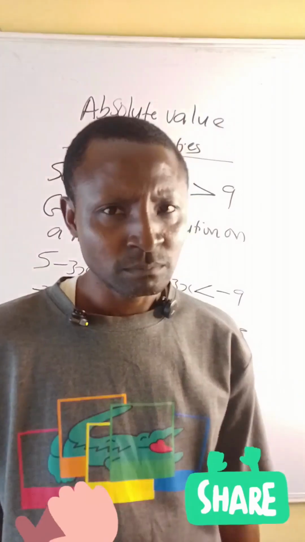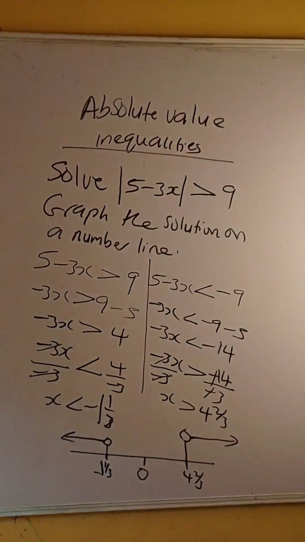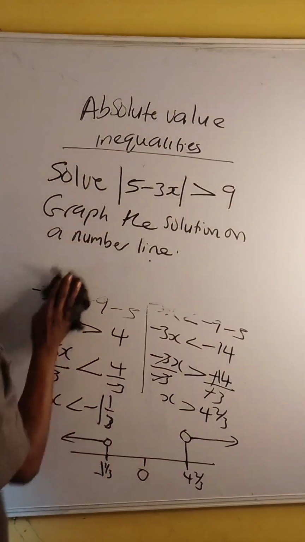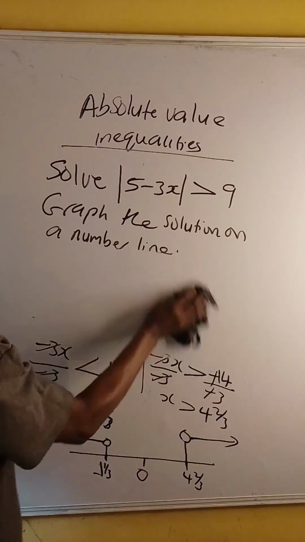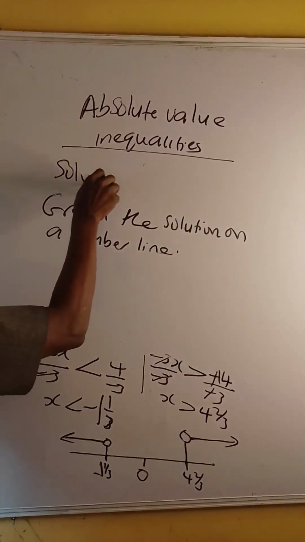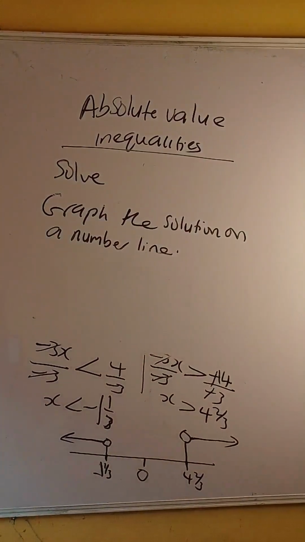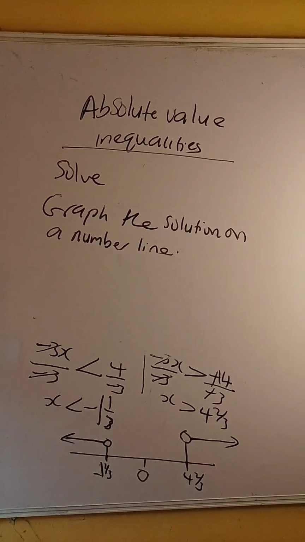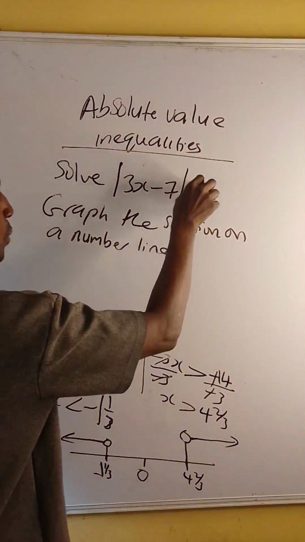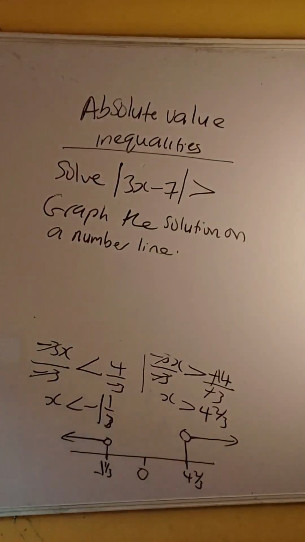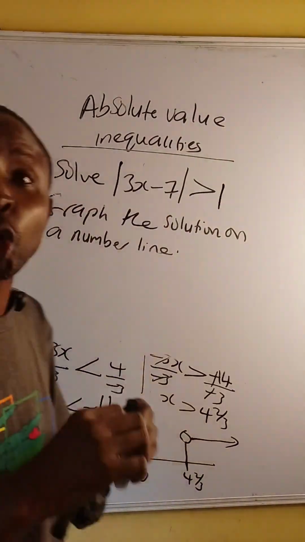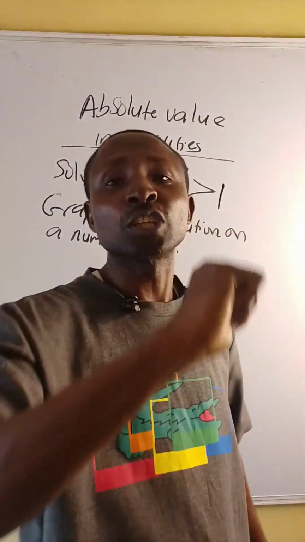Does this make sense? I'll give you one now. Watch. I'll give you one. You will solve this one now. Solve for me, my friend, and put it in the comment section. This is the absolute value of 3x minus 7 greater than 1. Solve it and show me. Put your answer in the comment section.